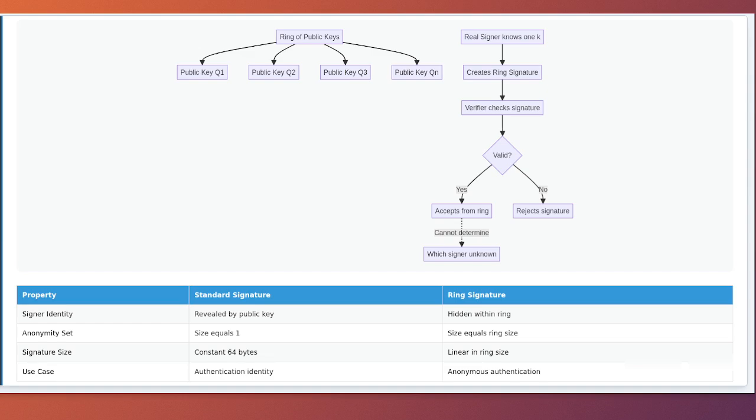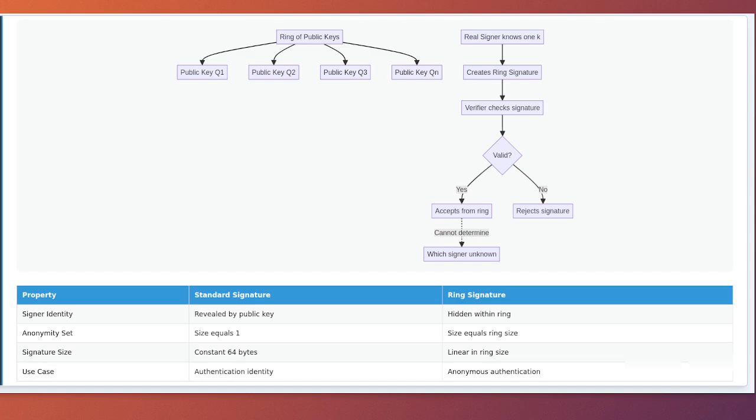Verification works as follows. The verifier reconstructs the challenges. Compute Ei for each position using the signature values. Then verify that the sum of all Ei equals the ring hash E. Also verify that the ring equation closes.